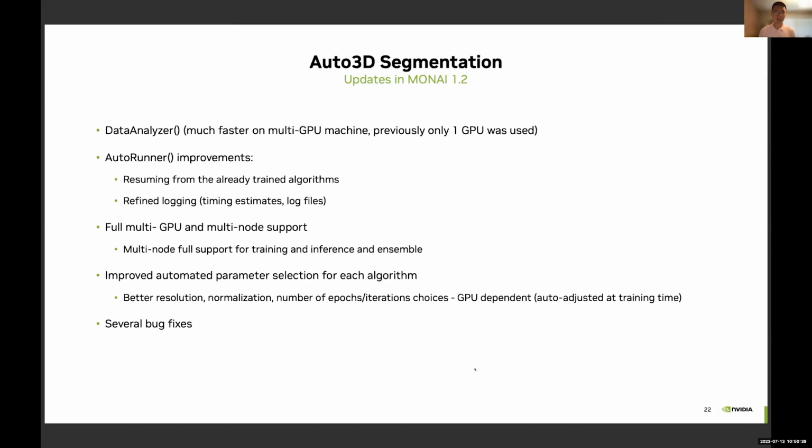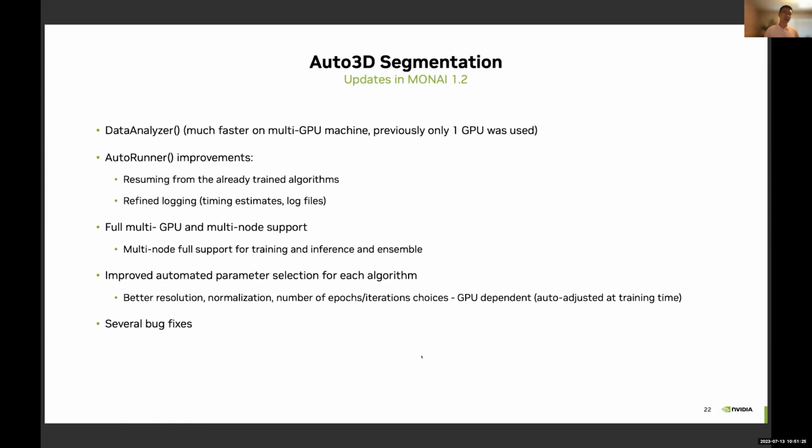Another quite important feature is that we are trying to improve the automated parameter selection for each algorithm. We call it auto scaling. Basically, given different GPU budget and CPU budget in your environment, the algorithm will automatically decide the better resolution, the normalization strategy, the number of epochs and iterations, and also the batch size or the window size. By default, the auto scaling feature is turned on, so you will figure out everything automatically. You don't need to worry about it.